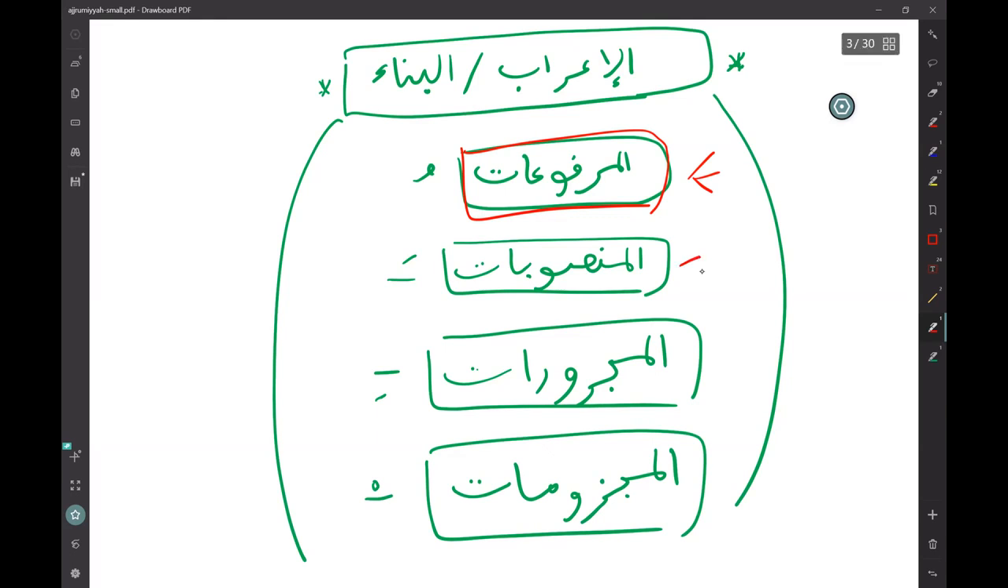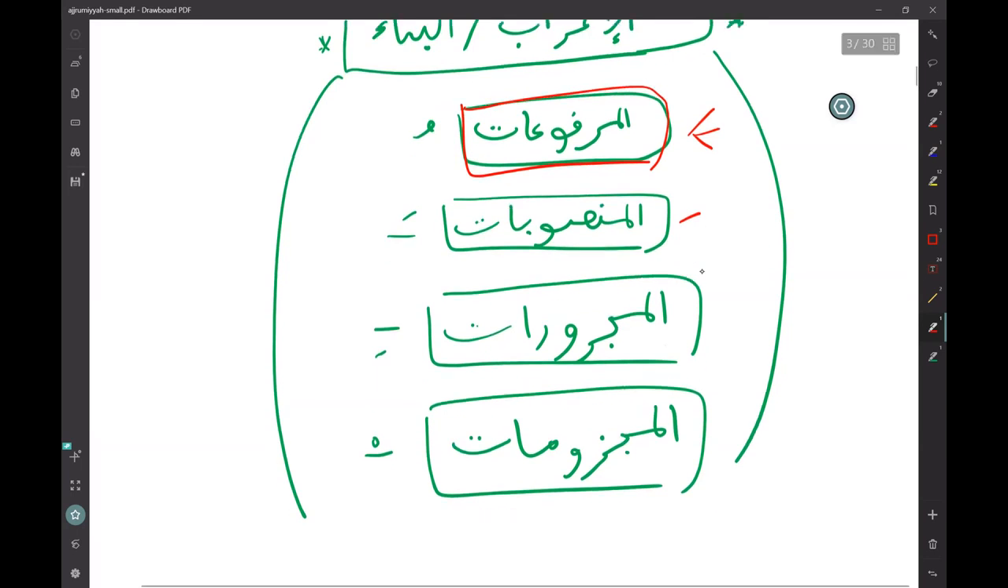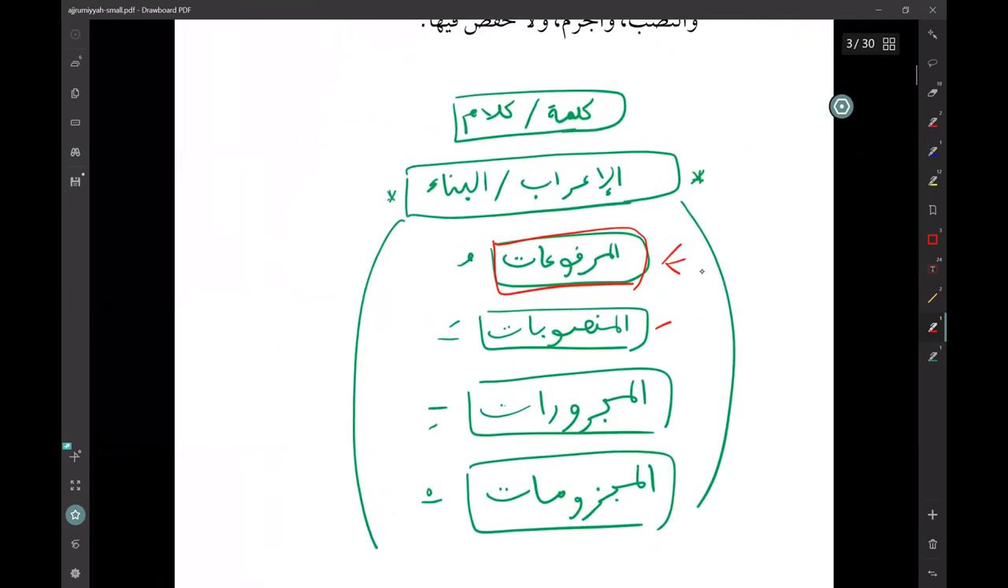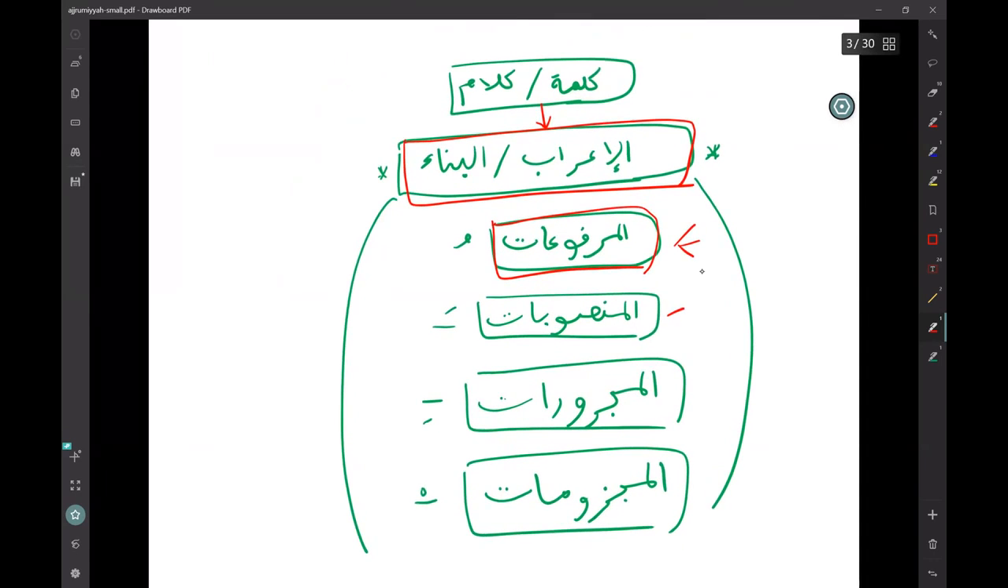When we talk about mansubat, that's when we'll be talking about maful bihi, maful fihi, maful li ajlihi, maful mutlaq, the hal, everything you want to know about when to put a fatha. And the same will be for the rest. You understand how the Arabic grammar is structured, this is only for the grammar. Now you understand why we say the entire thing revolves around i'rab. It's all about finding out when to put dhamma, kasra, fatha, and so on.